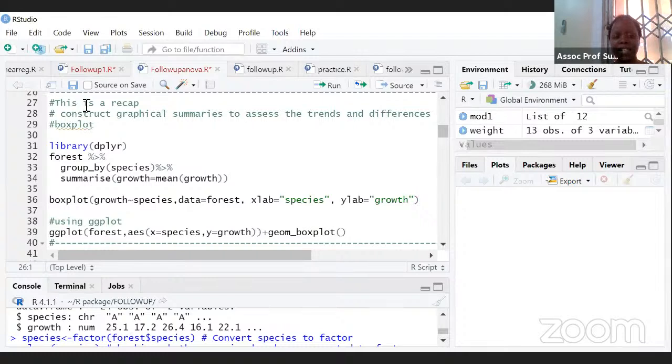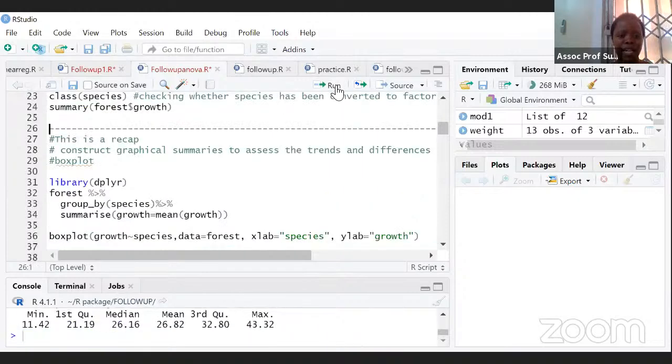This one, I said this is a recap. Construct graphical summaries to assess the trends and differences in box plots. So I'm using the dplyr. I'm just checking if it has not been run. I run it again, but it's already there.